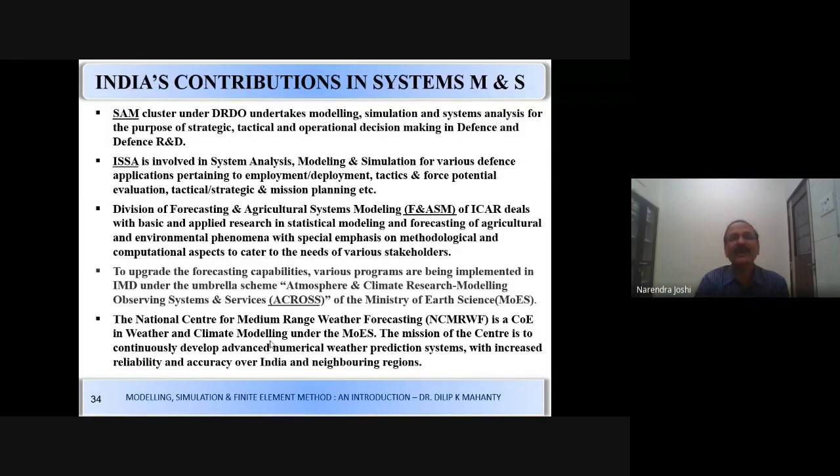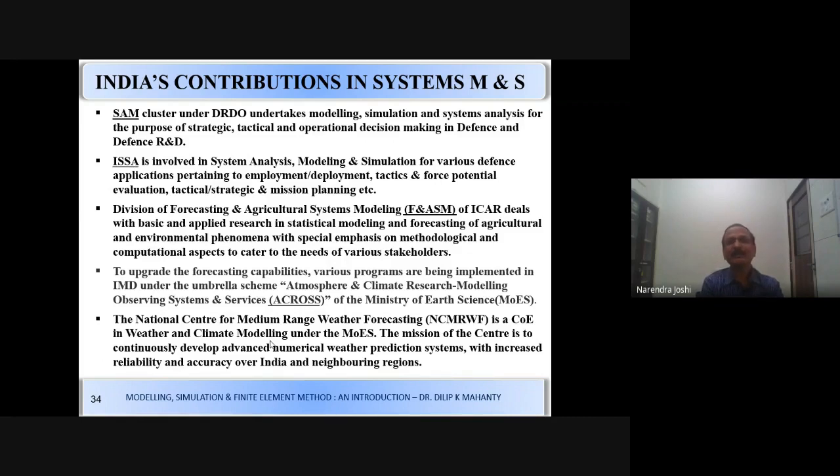Now what we have given in India's contributions, briefly only one slide I'm mentioning, which is open knowledge. SAM cluster under DRDO undertakes modeling simulation system analysis for the purpose of strategic, tactical and operational decision making in the defense arena. Very important. They have developed a lot of subsystems.